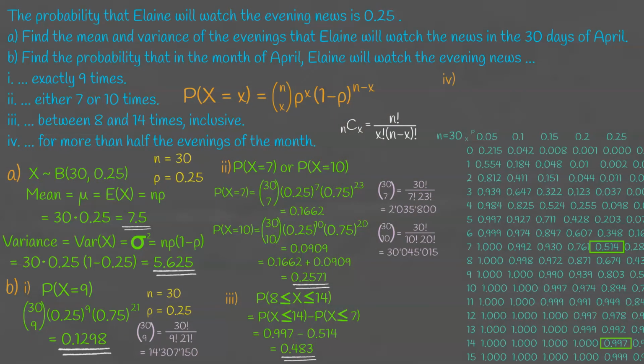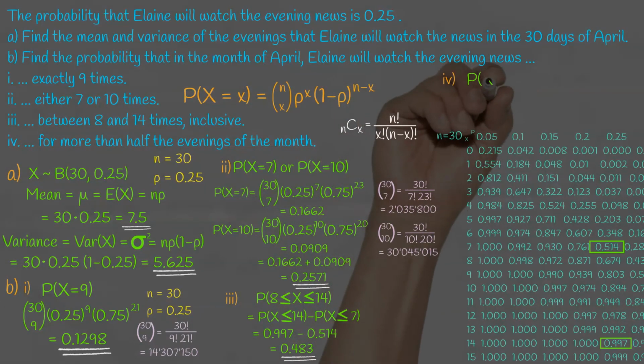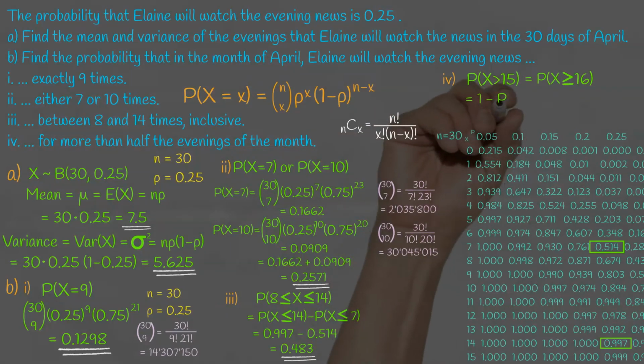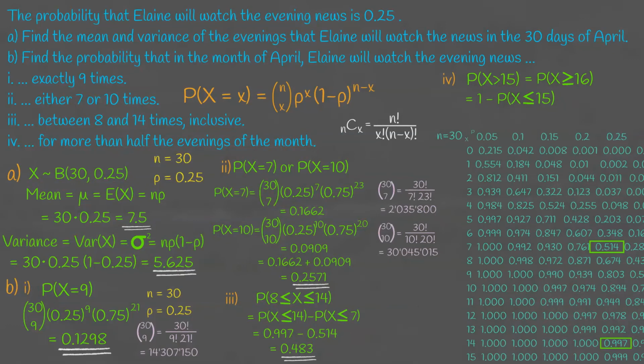And finally, for more than half the evenings of the month means that x is greater than 15, which is the same as saying x is greater than or equal to 16. And as each column adds up to 1, x greater than or equal to 16 is the same as saying 1 minus x less than or equal to 15. And we can read x less than or equal to 15 off the tables. And so our final answer is 0.001.